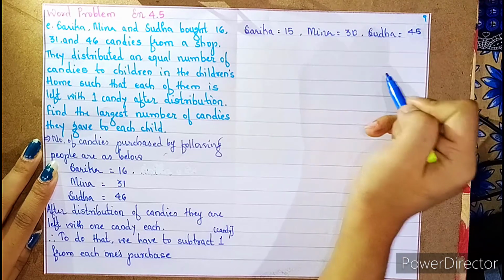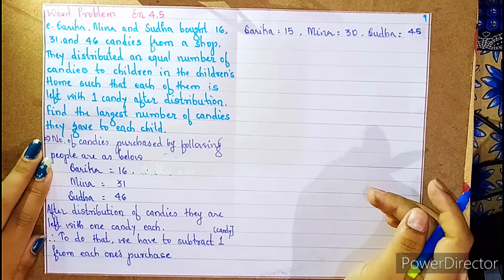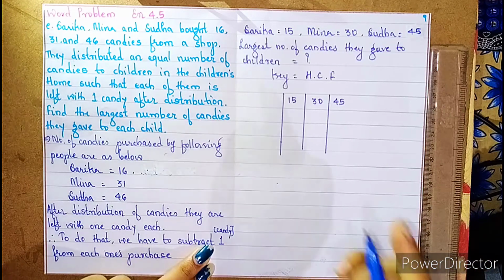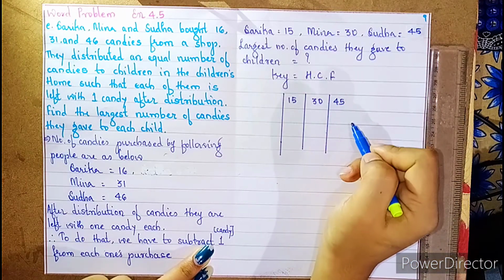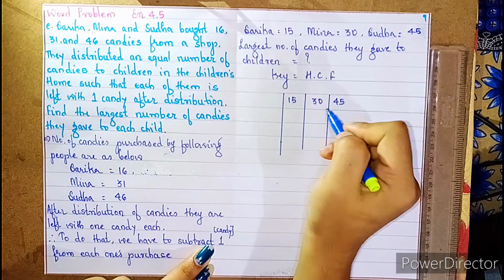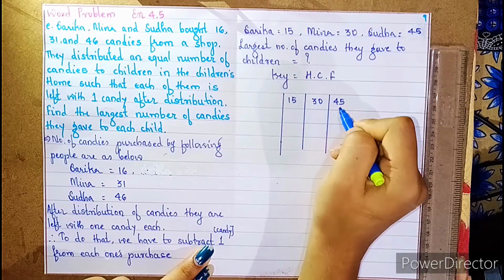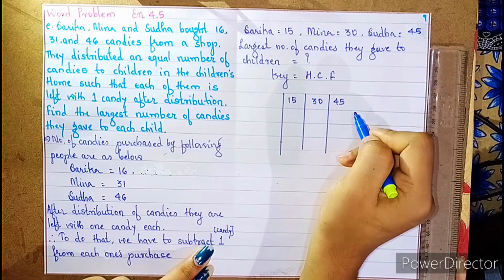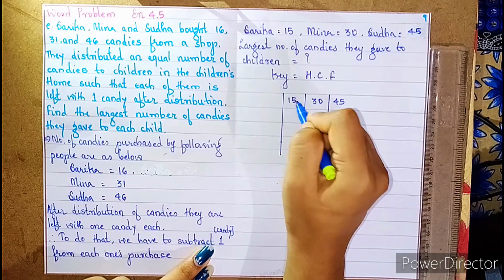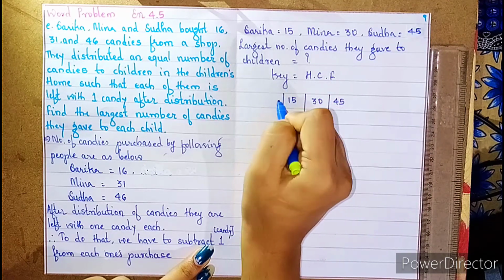So let's see now how many candies does each one of them gets. Now let's find the HCF by prime factorization. As the ones place doesn't end in an even number, these are not divisible by 2. Let's check whether these are divisible by 3. 5 plus 1 is 6, 3 plus 0 is 3, 5 plus 4 is 9. Yes, it is divisible by 3.